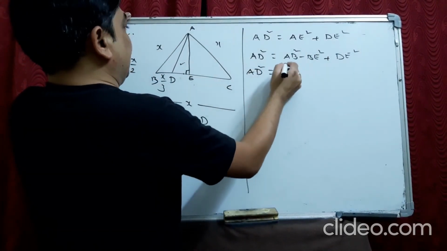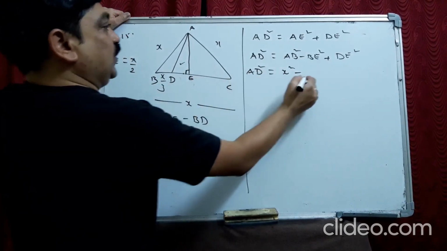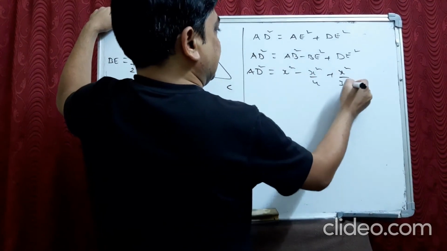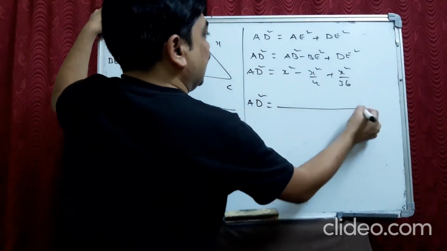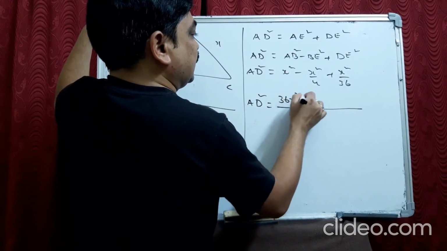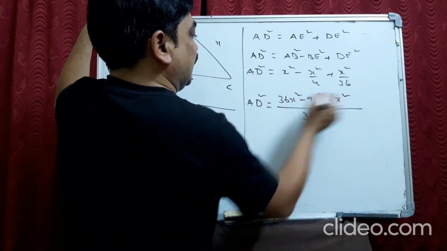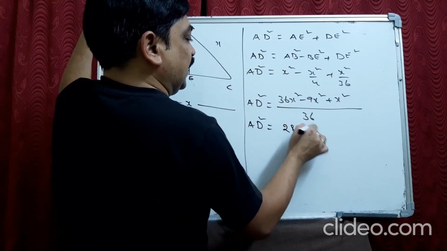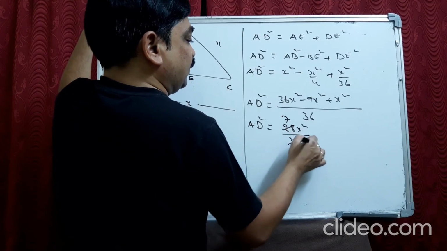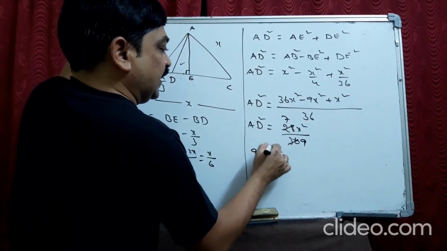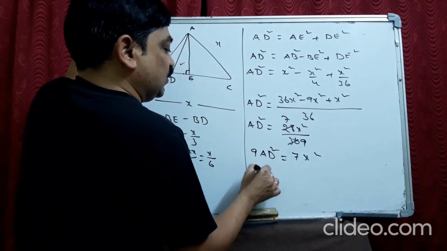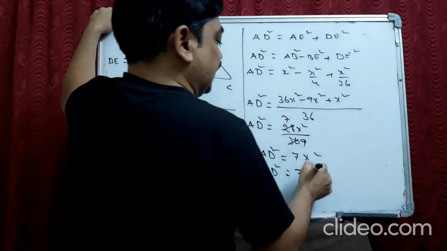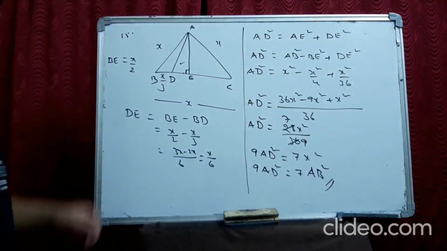So AD square becomes AB square is x square, BE is x by 2, it becomes x square by 4, and DE is x by 6, it becomes x square by 36. So AD square becomes, LCM is 36, 36x square minus 9x square plus 1x square. So AD square becomes 28x square by 36, 4 7s, 4 9s, cross multiply, 9 AD square is 7x square. So in the place of x you can write anything, x as AB, x as BC or x as AC, it becomes 7 AB square. Okay.